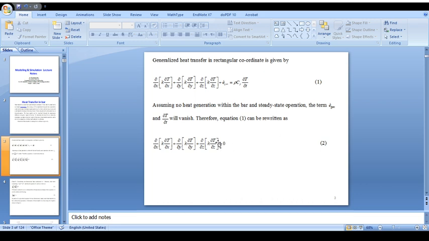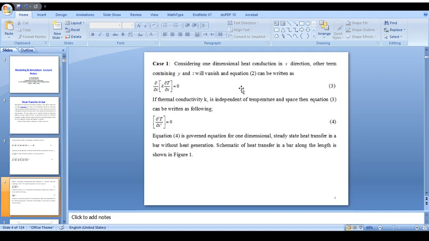So equation 1 can be rewritten into these three energy terms in different directions. For further simplification we have considered heat transfer in the x direction only, so the y and z terms will vanish. So this equation needs to be solved now. Generally the conductivity is independent of temperature in the medium temperature range, and we have also considered it independent of space. So k is constant, so it is taken out from here.